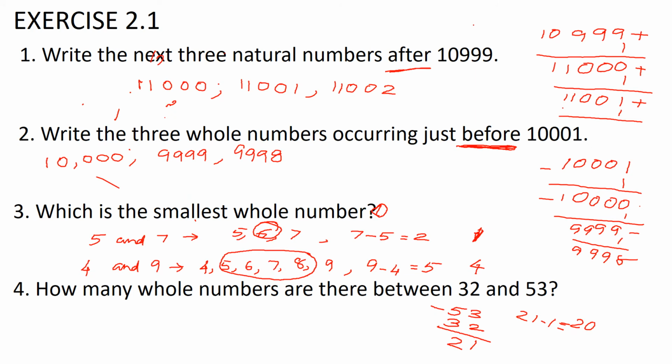The fourth question: how many whole numbers are there between 32 and 53? Now when I take this, let us see how you do. Between 5 and 7, how many whole numbers are there between 5 and 7? 5, 6, 7.